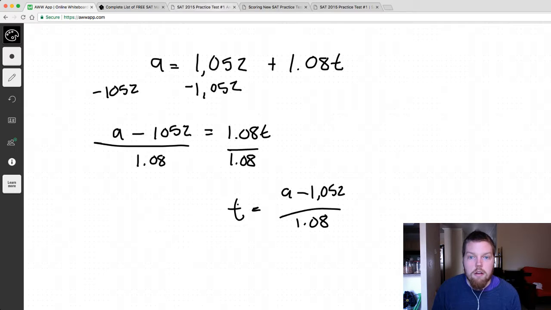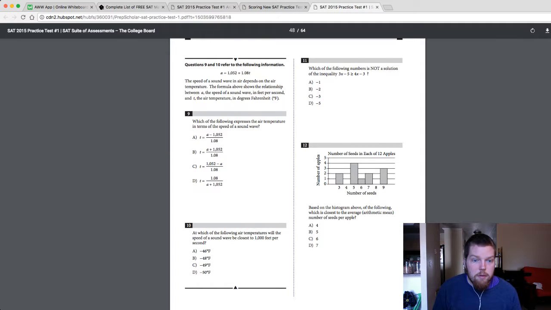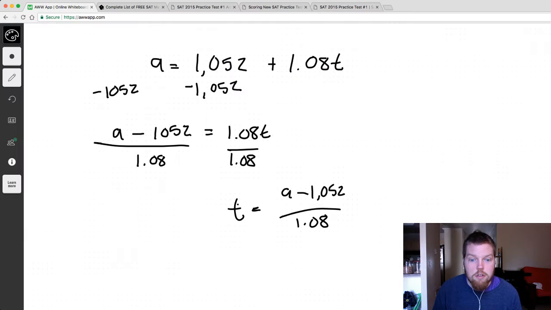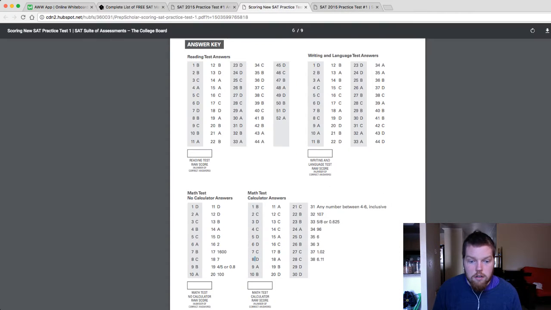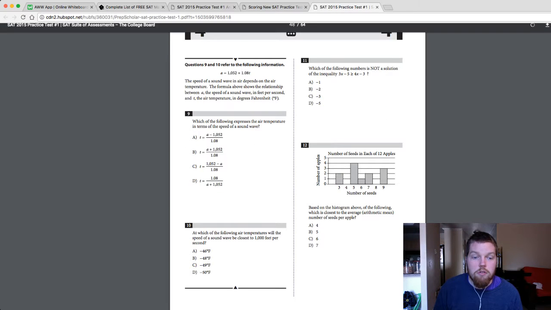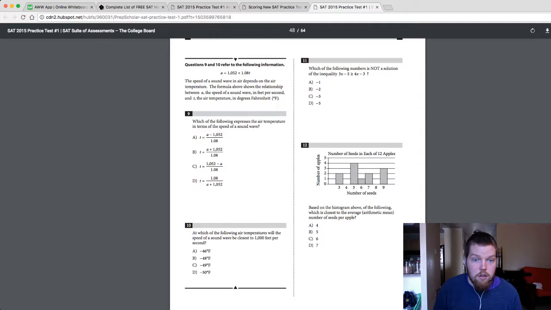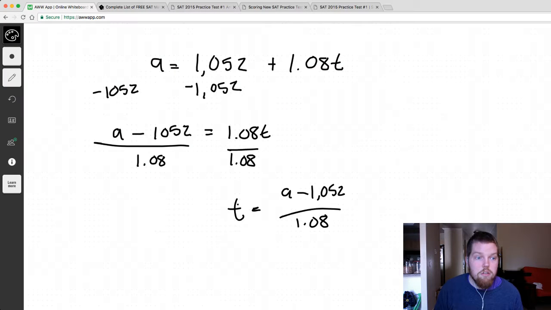We have that for one of our answers, A minus 1052 over 1.08. So I would go with A, right? Just double check before we choose our answer. A minus 1052 over 1.08. And we like A, and A is correct. So do you know how to manipulate variables and move everything onto the other side of the equal sign? If so, you'll be successful on a question like this on the SAT.